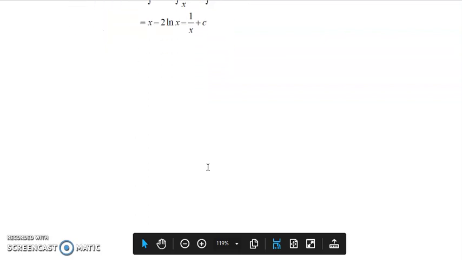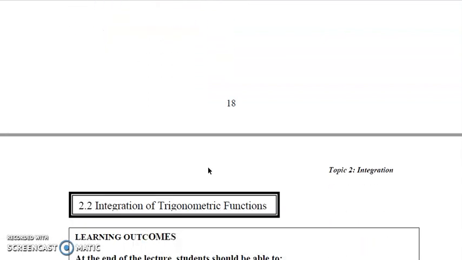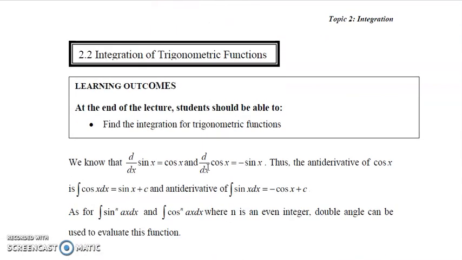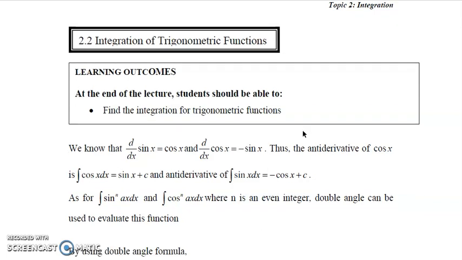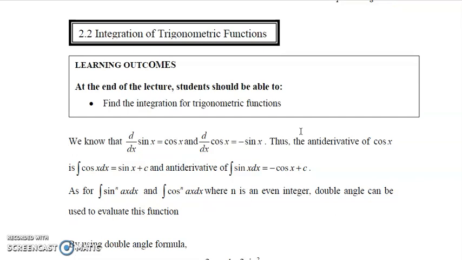Okay, and let's proceed. Okay, so we are done 2.1. Okay, so topic 2, integration of trigonometric functions. This is just a simple one here, having the same definition of integration, which is integration is antiderivative, as we already know in the previous subtopic. Okay, so find the integration for trigonometric function.